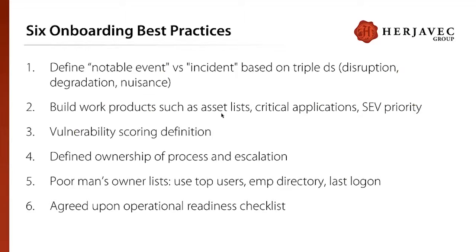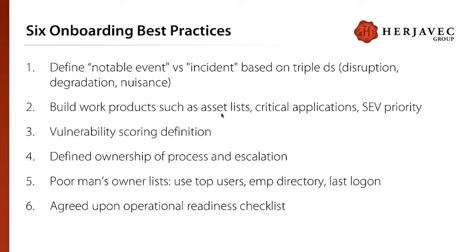A lot of times we get asked, how do I determine business ramifications? And we stress the 3 Ds: disruption, degradation, and nuisance. By categorizing and rating each of the notable events by those three, disruption, degradation, and nuisance, we're able to determine, is this really an incident? The client declares that incident versus a notable event. So that's really important to define.